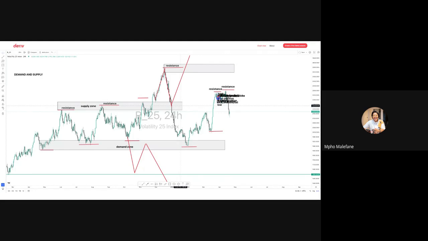Now we have to understand the psychology behind this movement. What's actually happening here is that we are showing you movements, and these are the movements we use to predict the market from the higher time frame to the lower time frame. We also use this movement to pick directions, entries, stop loss, and everything.